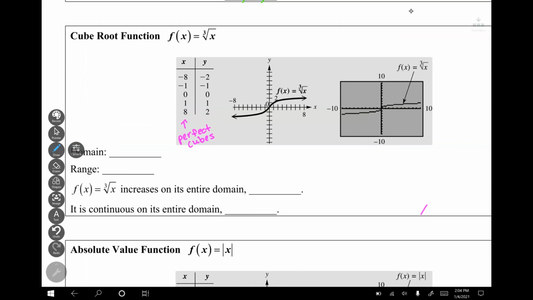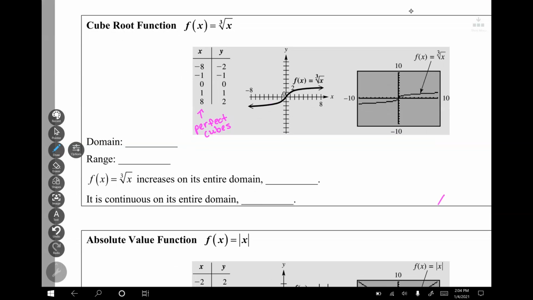All right, now the cube root function, we've looked at the table, we've looked at the graph. What is the domain? Arrows on both sides, negative infinity to positive infinity. Remember that you only have that restriction of greater than or equal to 0 if your index is even. You can take the cube root of negative numbers, just not any even roots. So the domain is all real numbers.